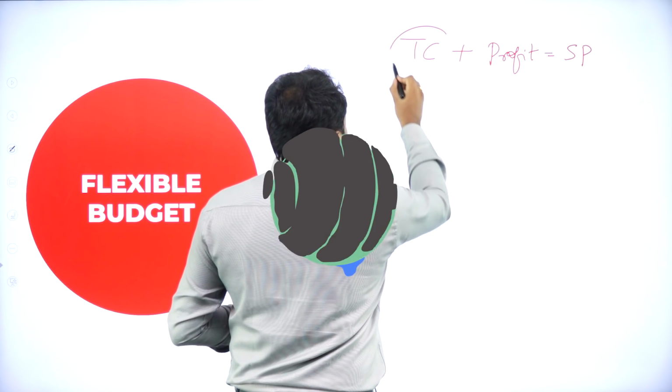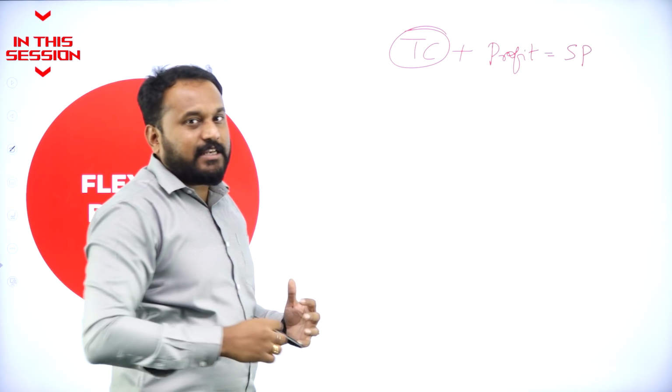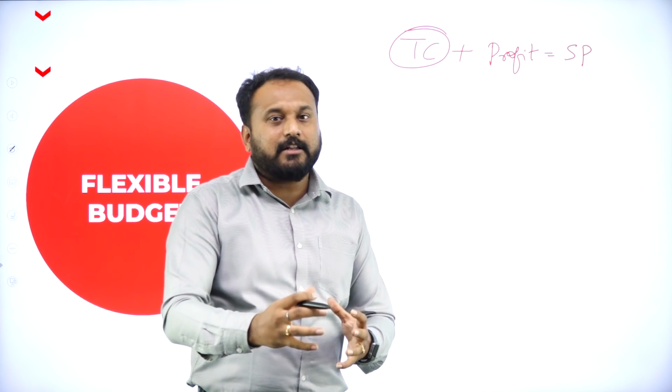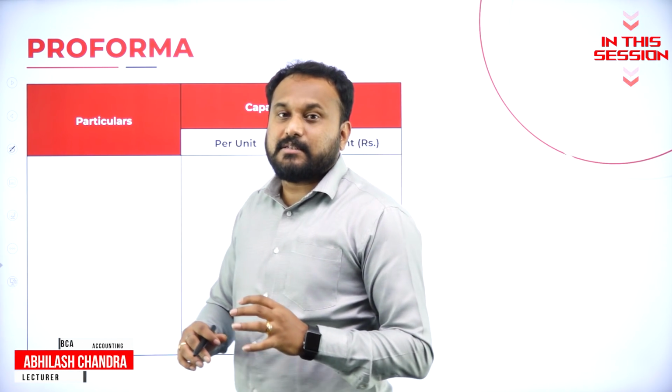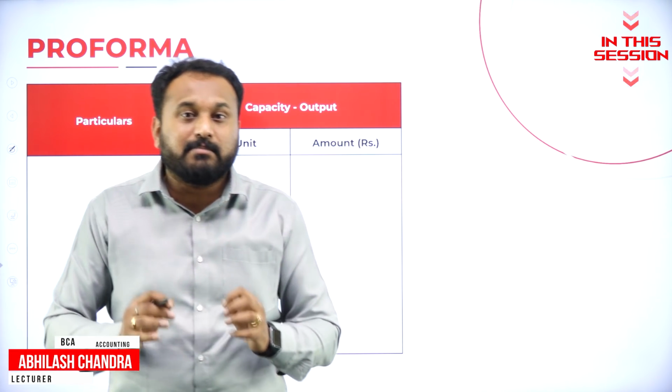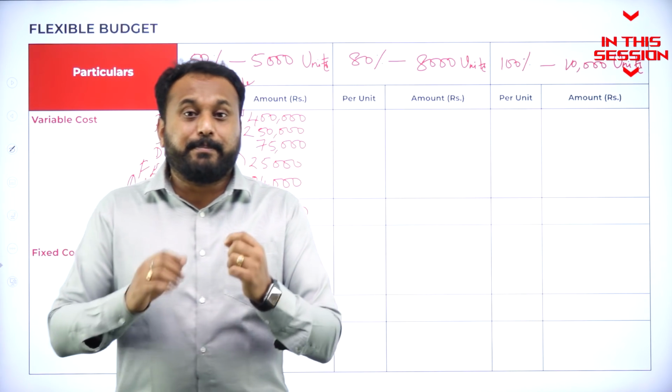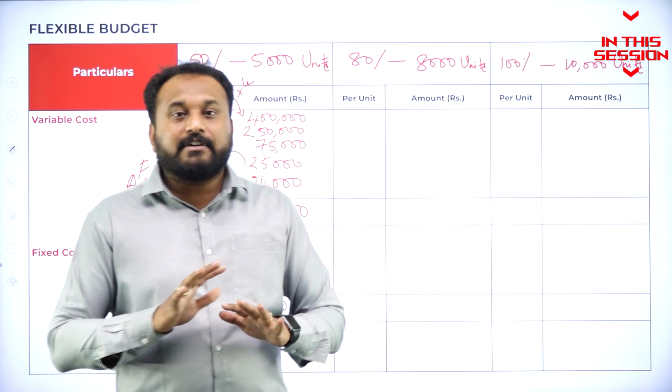What do you mean by total cost? Total cost means the cost incurred to manufacture a product. Flexible budget, when we go for it, we are supposed to have the accurate numbers. Variable cost per unit will never change.